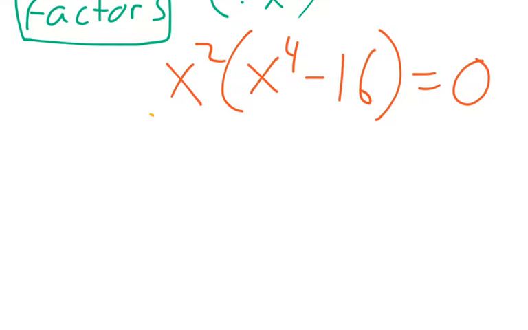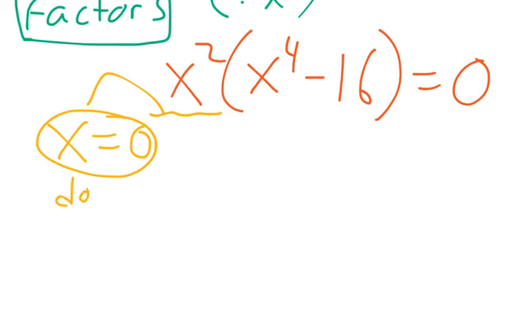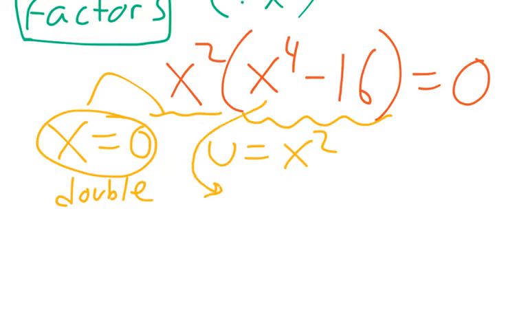So now I can just go from here. By the way, side note, from this, I have x equals 0 twice, because I have x squared. So that's one answer. It's technically a double answer. Does that really matter? No, just saying. And now I can factor this one down. So now I'm going to basically keep the x squared on the side, and work with this. So I'm going to do that u substitution again. So u equals x squared. So this is going to turn into u squared, because again, x squared is x to the fourth, minus 16 equals 0.